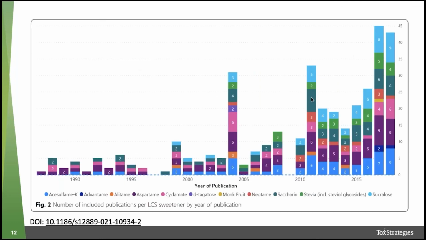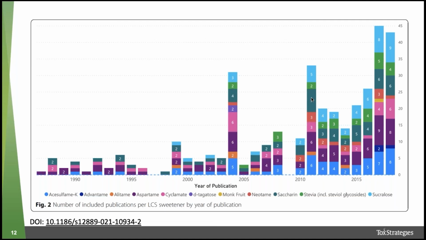So this next figure is a little busy, so we'll take a minute here to digest. But what we were showing here is the number of publications per sweetener by year of publication. And keep in mind, this is not just sheer publications on that sweetener, but the publications that utilize the ADI in some way to help interpret or to guide that research.